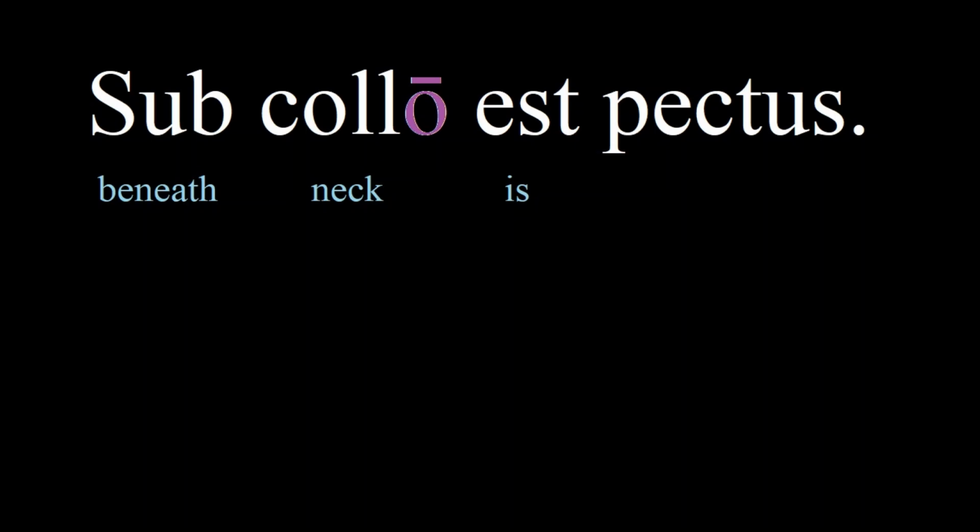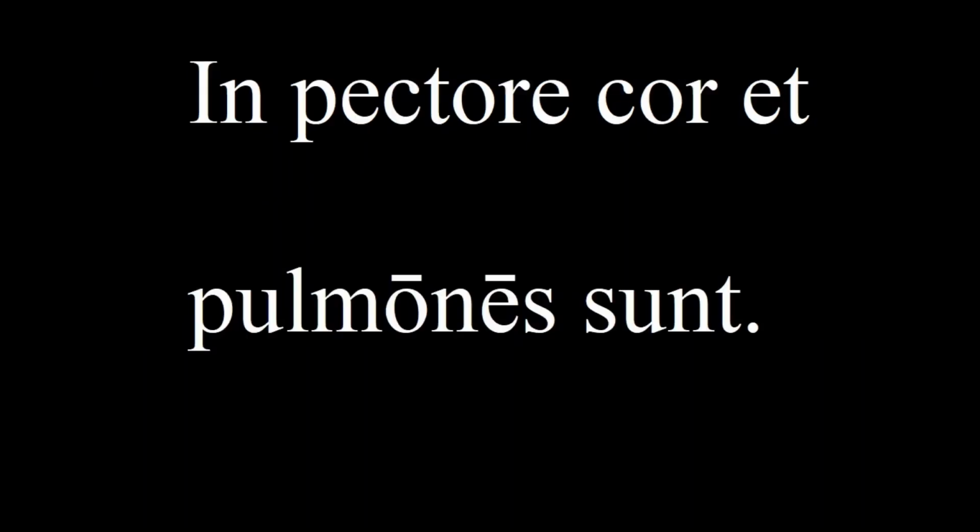Sub collo est pectus. Below the neck is the chest. Pectoralis major, or pec, came from the word pectus. And the ablative form of this word is pectore. In pectore cor et pulmones sunt. What's inside the chest? The heart and lungs. Can you guess which is which? The heart is the core of a person. And you've heard of a pulmonologist, right? A specialist in the respiratory system, the main part of which is the lungs.